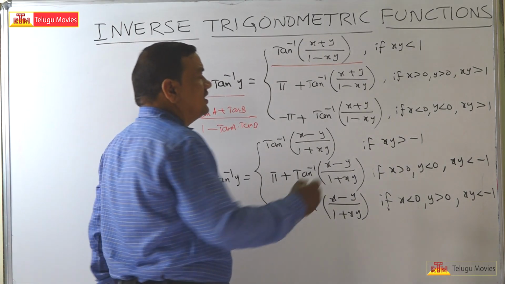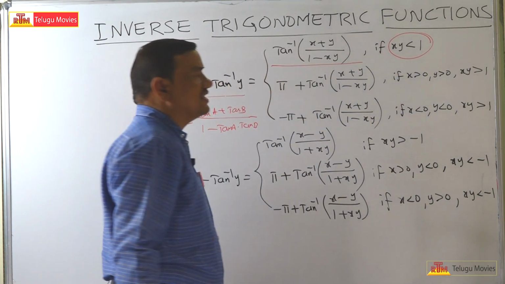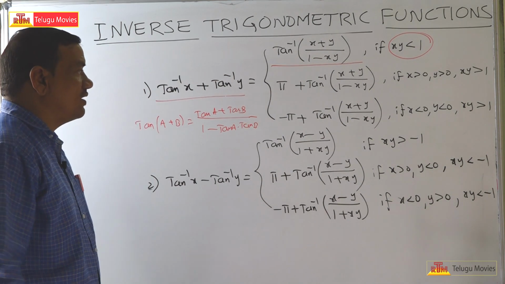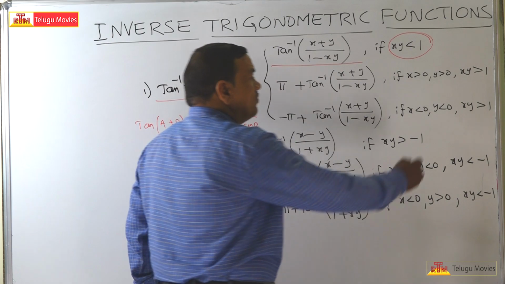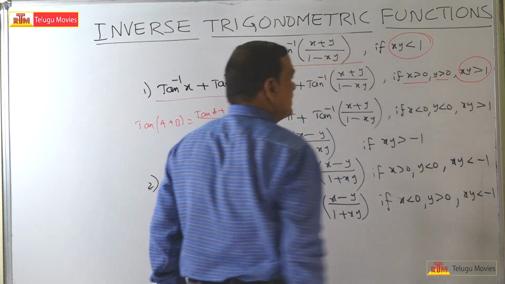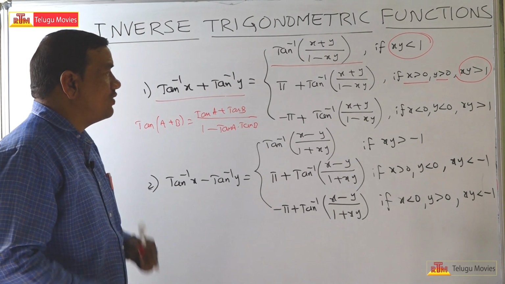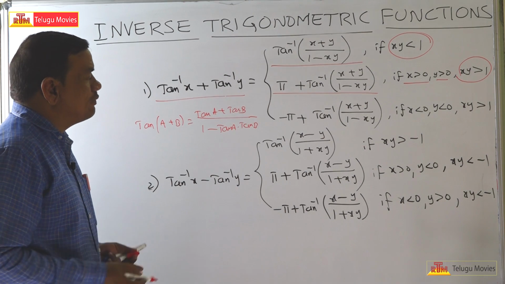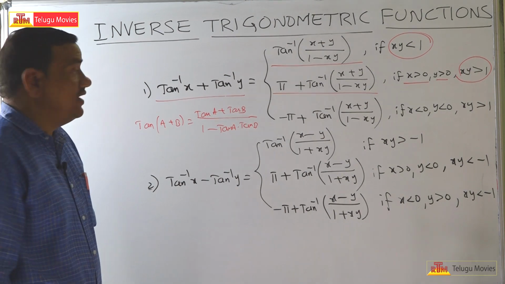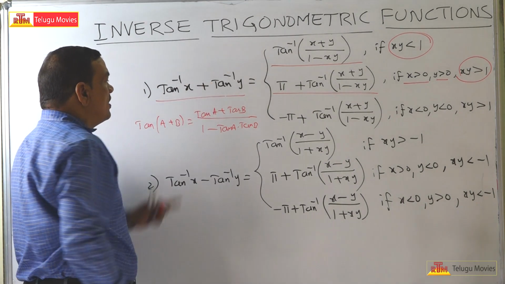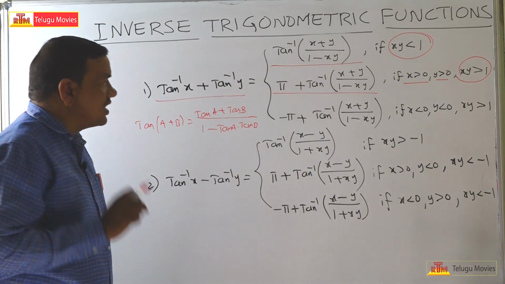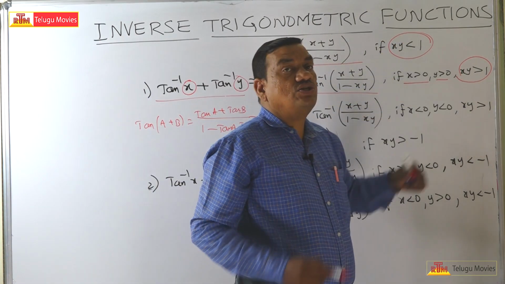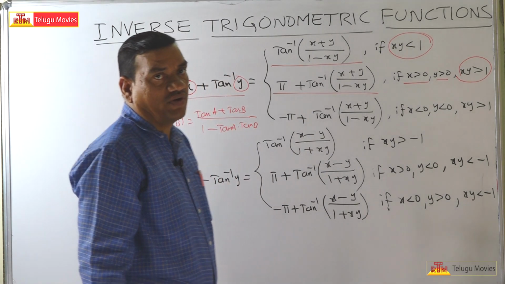But remember that here x and y should be less than 1. Only when xy is less than 1 do you make use of that formula. If x greater than 0, y greater than 0 and x into y is greater than 1, then your formula will be pi plus tan inverse of x plus y upon 1 minus xy. That's why, before applying this formula for tan inverse of x plus tan inverse of y, first confirm whether x into y is less than 1 or greater than 1.